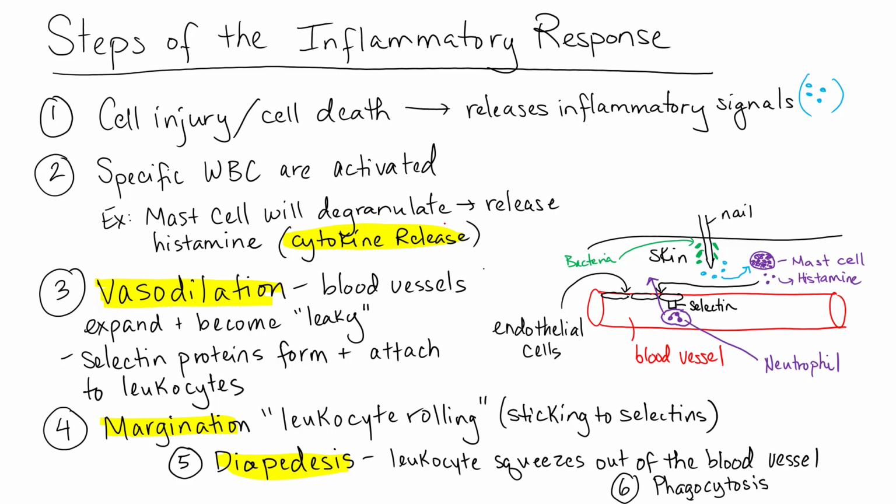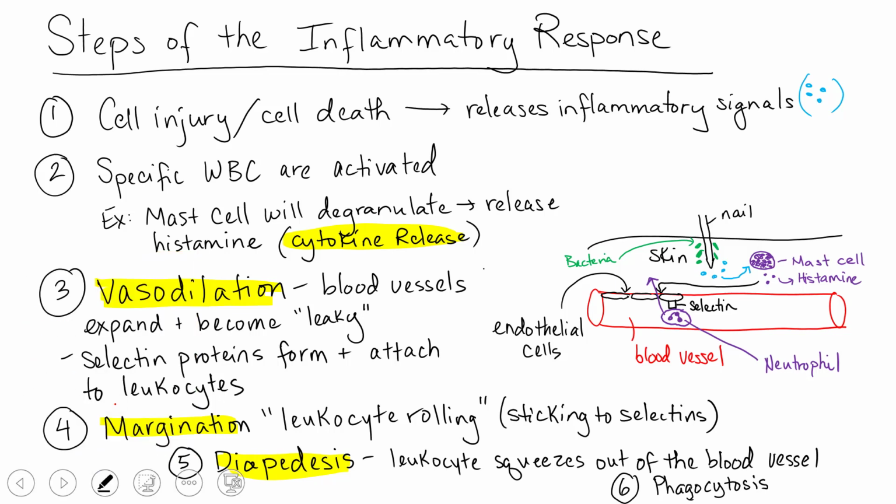And then margination is the sticking, the selectin proteins forming and attaching to leukocytes. Diapedesis is when the leukocytes squeeze out of the blood vessel. And then this may also lead to, usually then, phagocytosis to eliminate the bacteria in the wound.